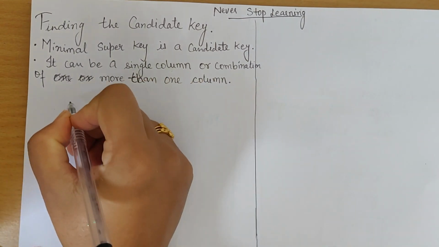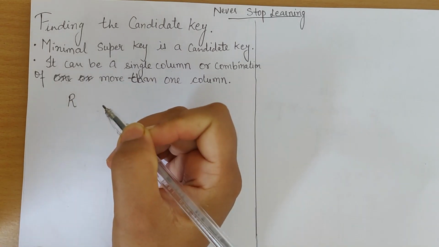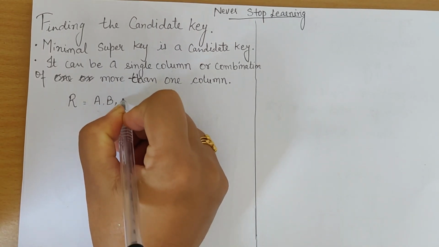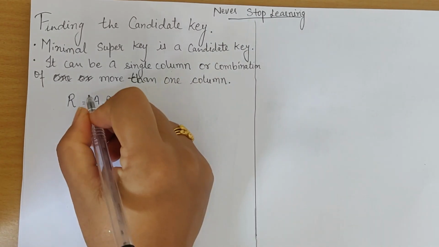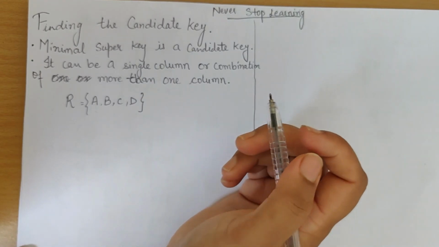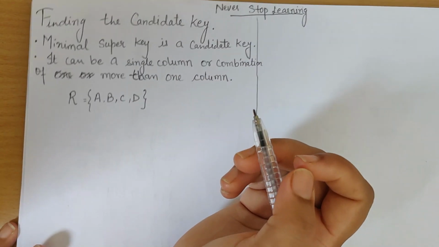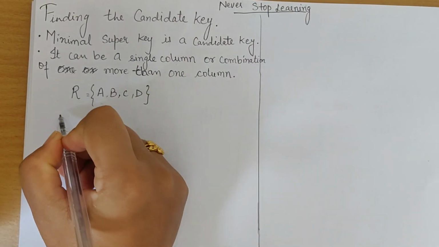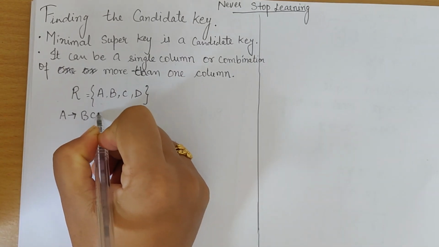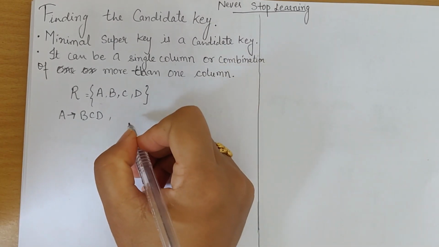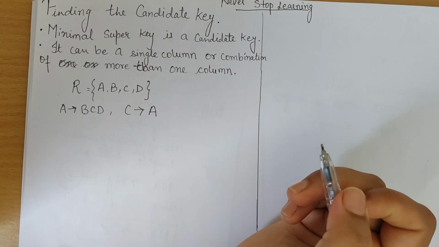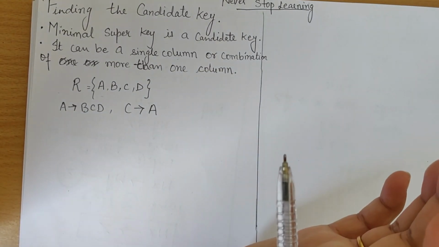Let us suppose I have a relation R. For this relation R, I have 4 attributes A, B, C and D. So this relation R consists of these 4 attributes. And the functional dependencies for this question are as follows. A determines B, C, D. Then C determines A. Now, the functional dependencies for this question are these.